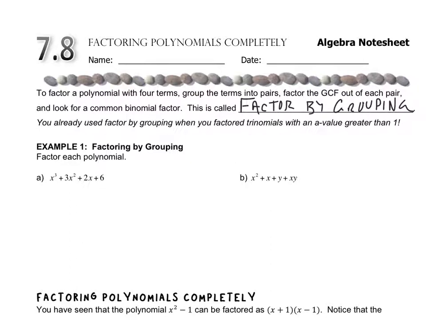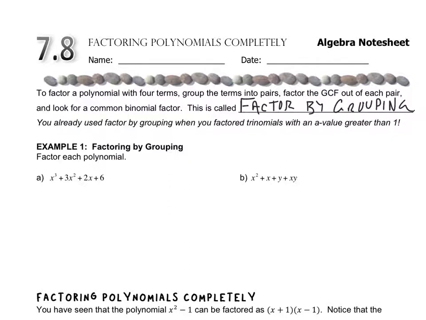when we were splitting the middle. So this is called factor by grouping, and it's very similar to what we just did in the last section with trinomials. This one is now going to incorporate 4 terms, and we just have to talk about how to deal with that. Then we'll talk about what factoring completely means to finish off this note sheet.